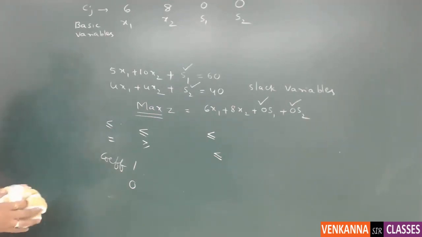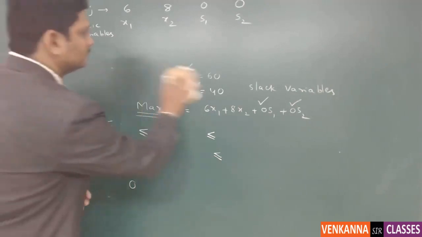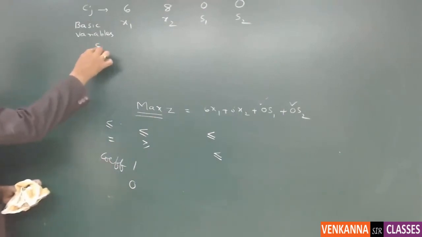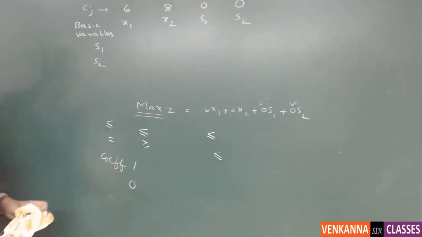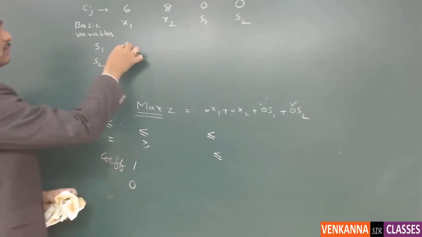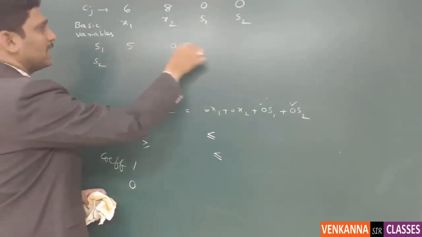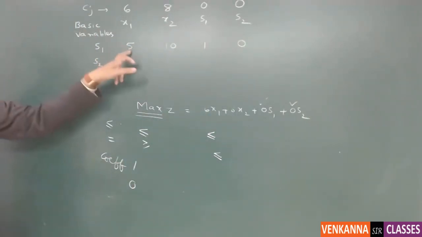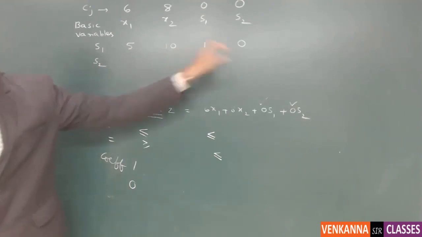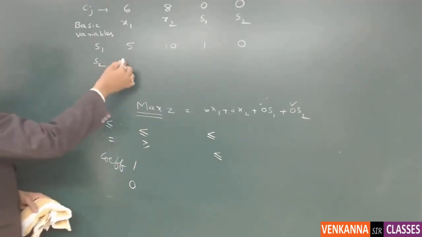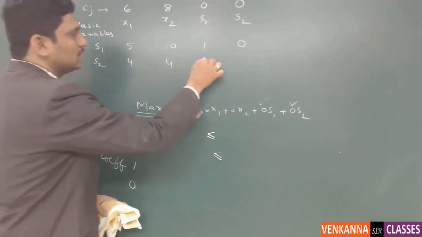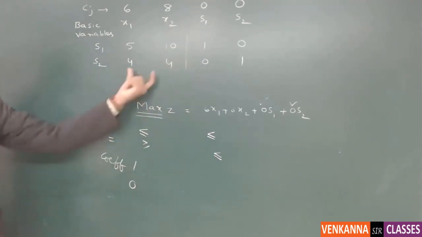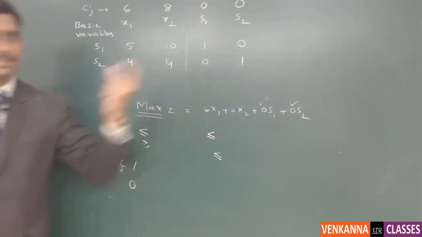Right? So let us write the corresponding coefficients here, S1 and S2. If you take the first equation, 5, 10, 1, 0. Am I correct? X1 coefficient, X2 coefficient, S1 and 0. And for the second, here you have 4, 4, 0, 1. Now you can visualize the matrix here. This is matrix A and this is the identity matrix. Accepted?